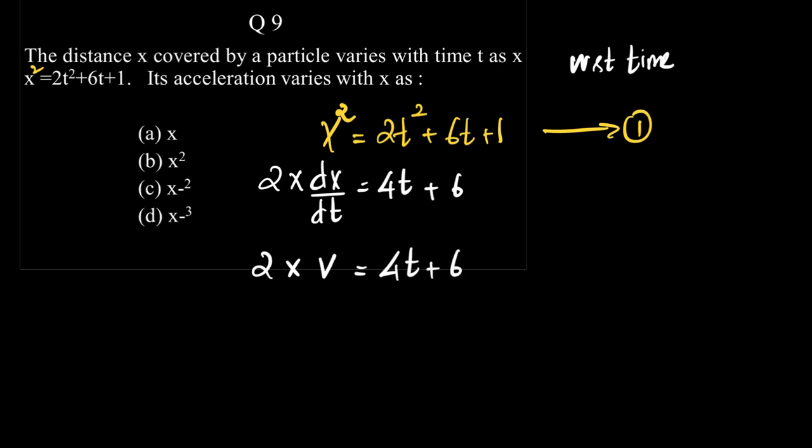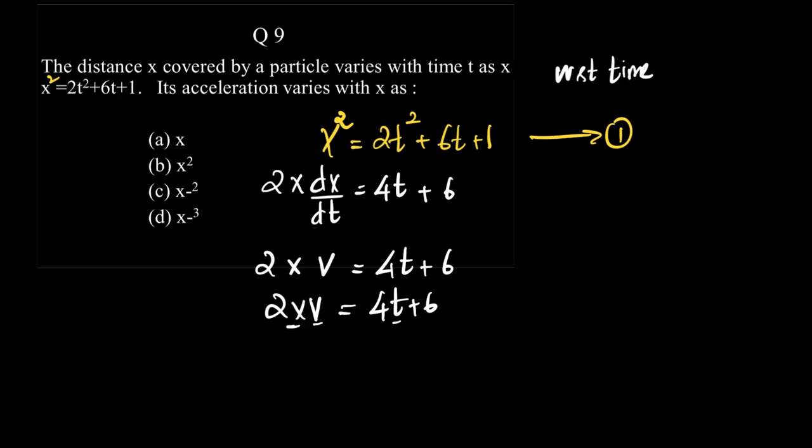So 2xv is equal to 4t plus 6 is the required relation. But is this the displacement relation? No. Is this the velocity time relation? No. Now we have an equation where we have all three of the variables together, the displacement, the velocity, as well as the time. Now, one thing is for sure that if we need to find out the acceleration, we need to differentiate velocity, right? So let us see how we'll differentiate this.